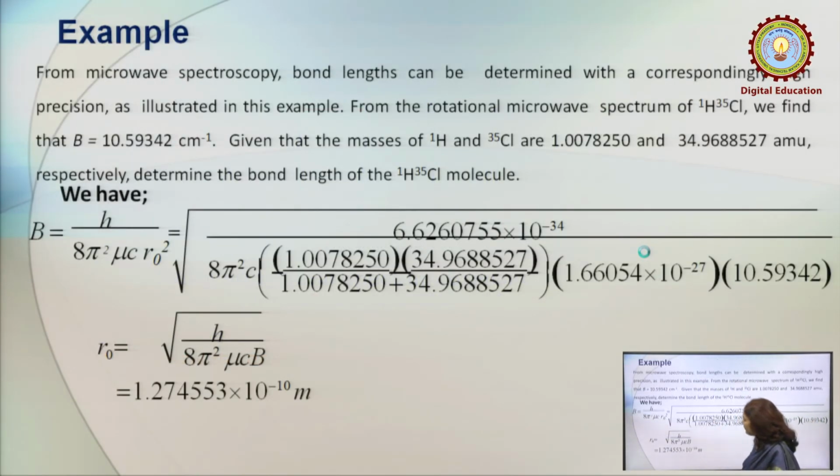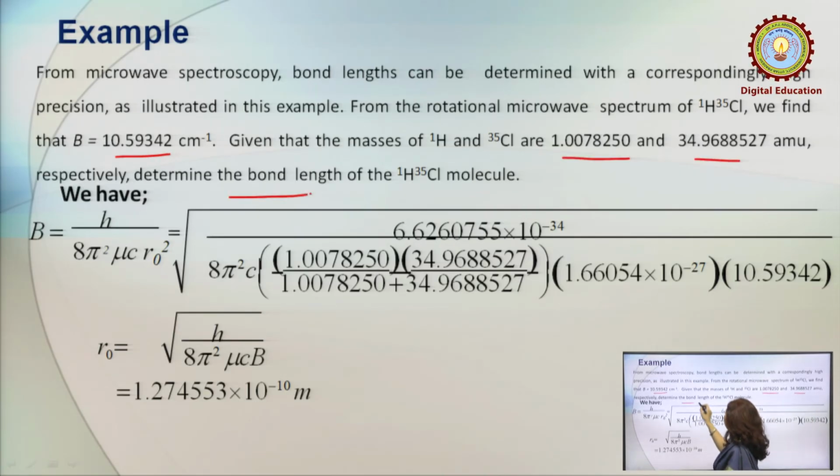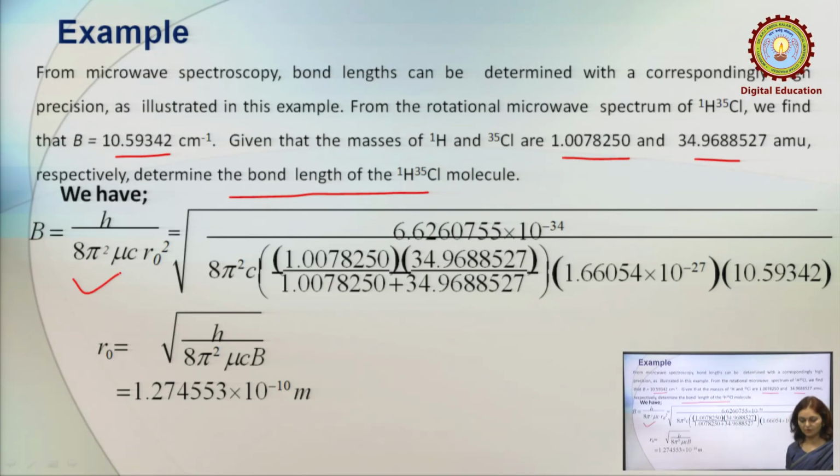These are examples you can easily solve by going through the formulas which I discussed in my lecture. In this example, you have to calculate from the rotational spectra of HCl the value of B. Given the masses, you can easily determine the bond length of the HCl molecule by simply putting in this formula. So, please try to solve it yourself.